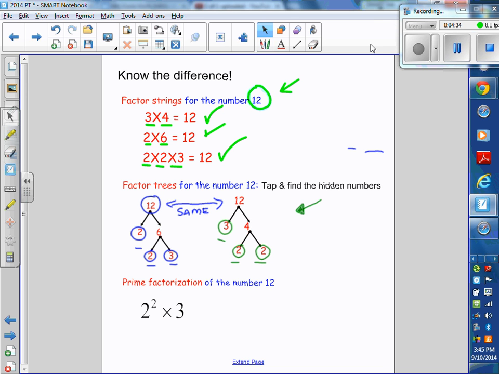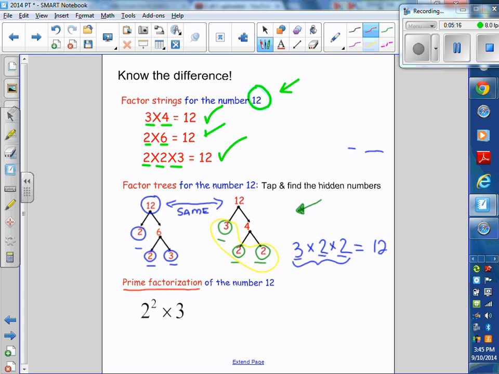Finally, the last term is called the prime factorization. The prime factorization is your longest factor string. So if you take the bottom of your tree, for example, the bottoms of the tree here, 3 prime numbers, and multiply them together, 3 times 2 times 2, you end up getting 12. So we call this the prime factorization because it's a factor string with all prime numbers.